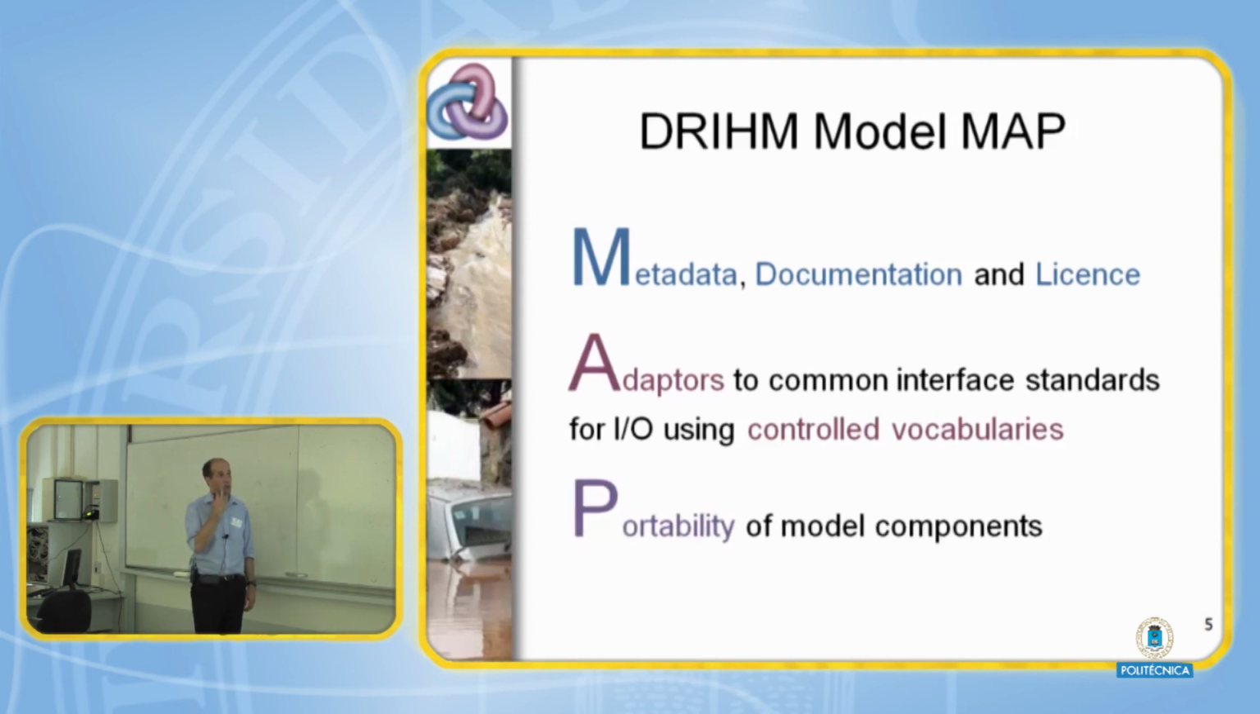And lastly, P is portability of model components. A model component must be considered portable in order for it to be used on DRIHM, and we'll go into that a little bit later as well.